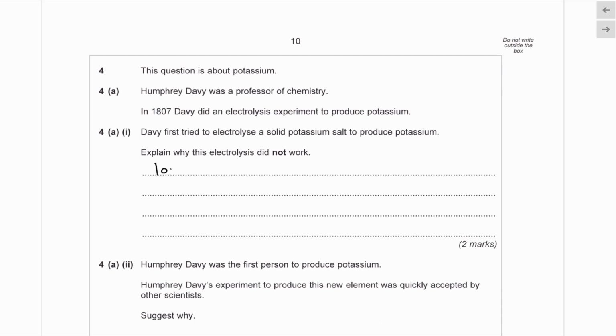Okay, so I'm going to say that ions are fixed in place in an ionic solid, so therefore cannot move and charge cannot flow.